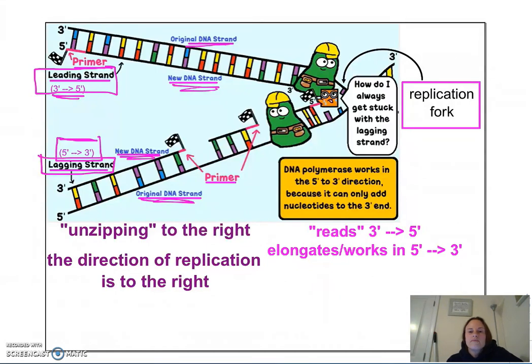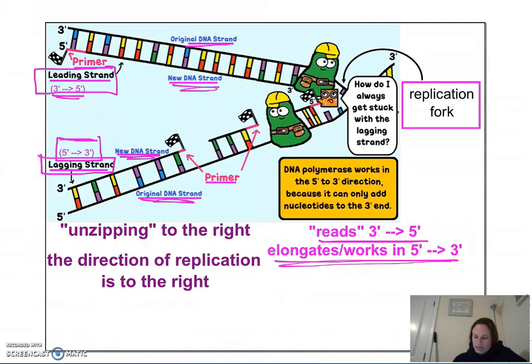Now this DNA polymerase works, or elongates our DNA, only in the 5' to 3' direction. In other words, our DNA polymerase reads in the 3' to 5' direction, but it elongates or works in the 5' to 3' direction, where it can only add a nucleotide to that 3' end.